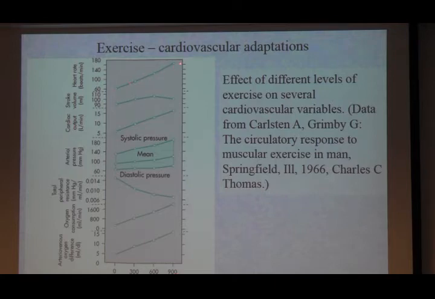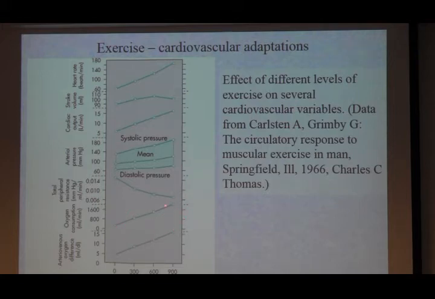Obviously, stroke volumes go up. Heart rates go up. The two contribute to the elevations in cardiac output that you're well familiar with. Mean arterial pressure goes up with exercise. The systolic increases more than the diastolic. And as you well know, that's because the total peripheral resistance is actually going down due to vasodilation of arterioles in muscle.